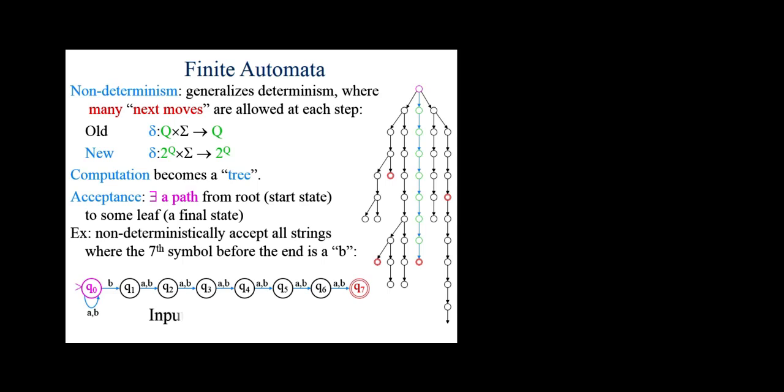All right, so here's an input string, A, B, A, B, B, A, A, A, and certainly the seventh character from the end, 1, 2, 3, 4, 5, 6, 7, is a B here. And so the machine will be accepting this string. It will be part of the language of this machine, and certainly it satisfies the definition. Let's see how this would work.